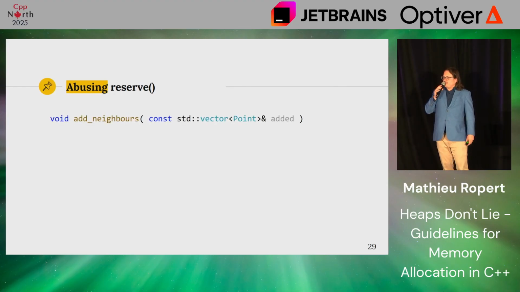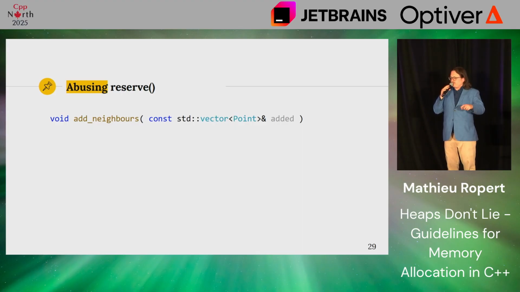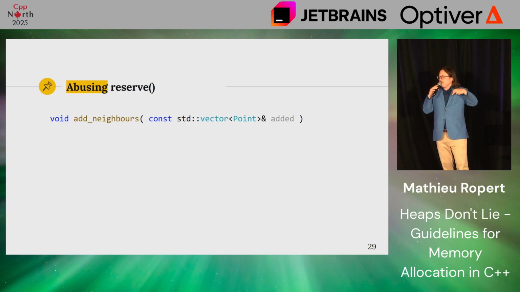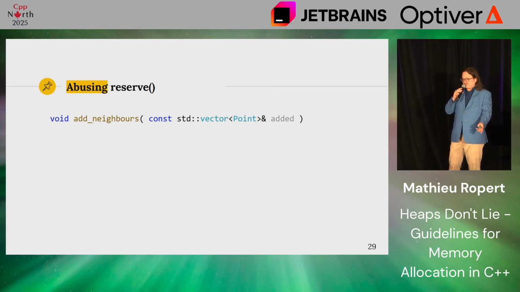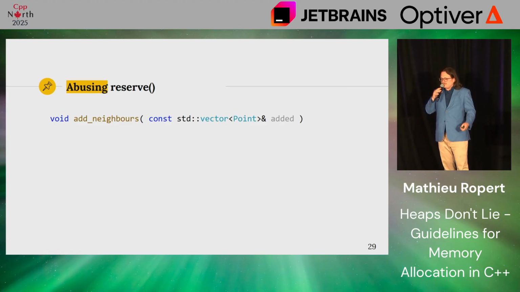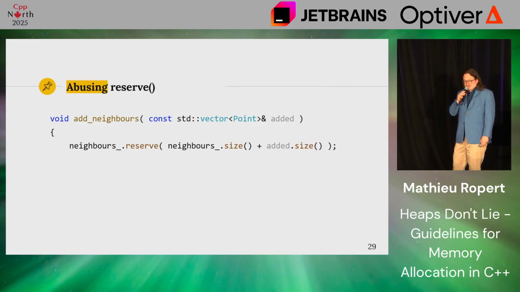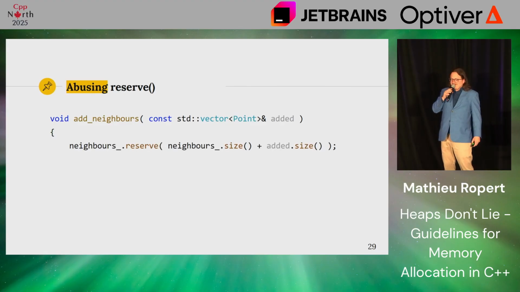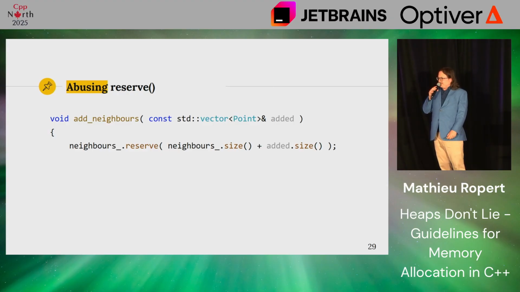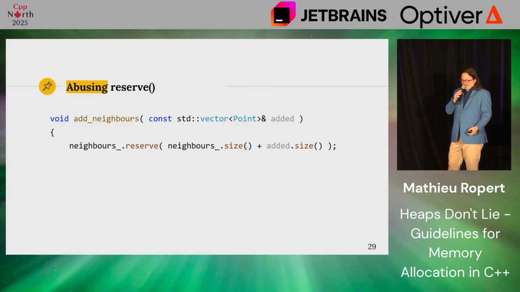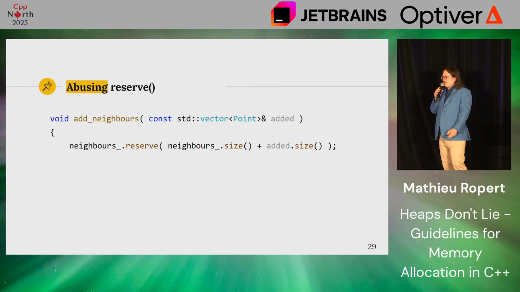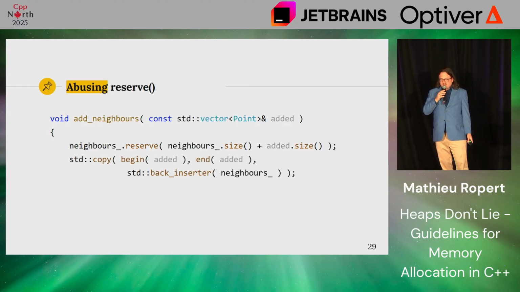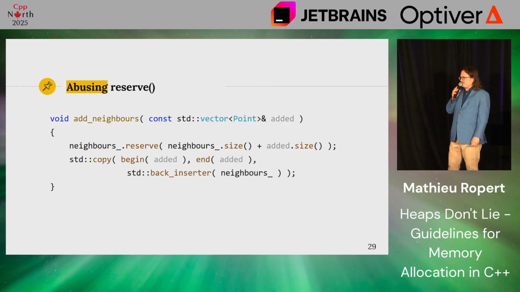Let's try to step back a bit. Okay, we have our function that just gives us all the neighbors to a given point. And usually those algorithms work with a queue, where you just keep adding points to the queue to explore. So let's do that, right? We are given a list of points that we found, and we want to add them to the queue. Well, it's easy. We just reserve, because we're told that reserve is great. So we reserve the current size of all the neighbors plus whatever we want to add, and then we do a std::copy, blah blah blah, with back inserters, and that's amazing.